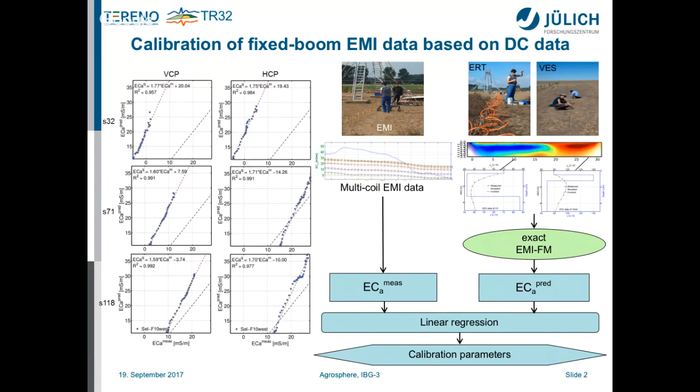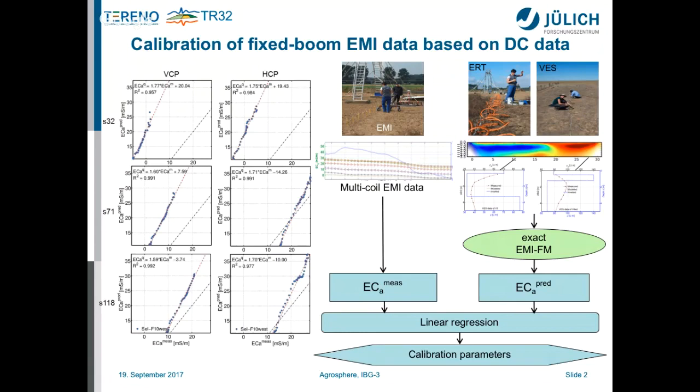We then perform a linear regression between the measured and the predicted values, as shown here, to get calibration parameters, so coil-specific calibration parameters. Each coil of this instrument then gets a specific scale factor as well as a shift, the outcome of a linear regression, which then delivers us quantitative EMI data or ECa values.